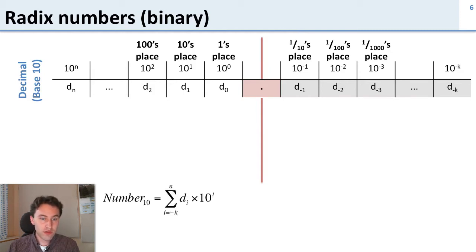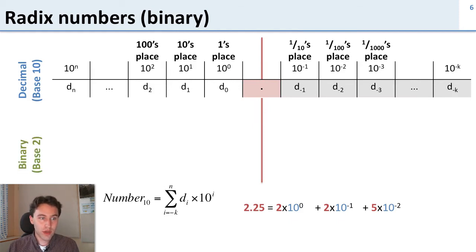Everybody knows implicitly what the formula here is. We sum up all those digits times their place, and that gives us the number. So if we want to write 2.25, that's going to be 2 times 10 to the 0, plus 2 times 10 to the minus 1, plus 5 times 10 to the minus 2. Now decimal numbers are similar.